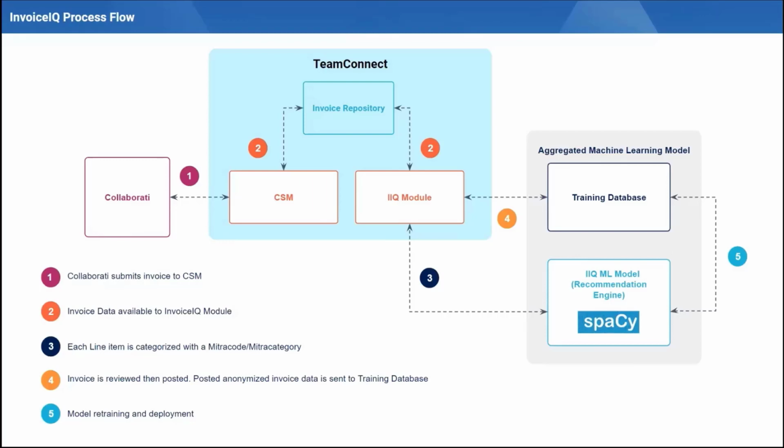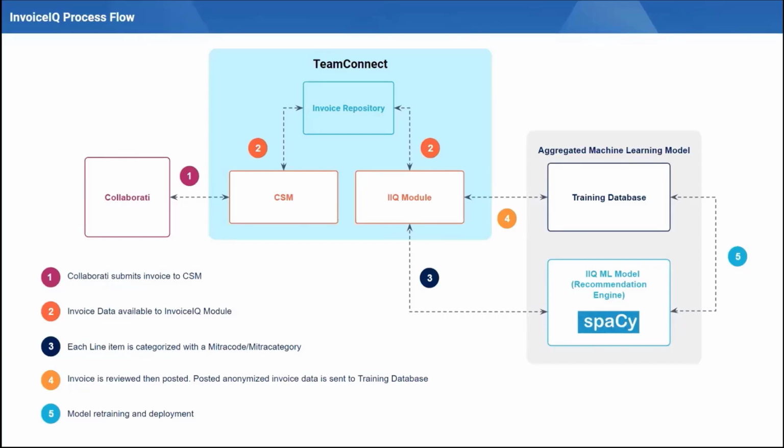It can be set up pretty quickly. It's not really dependent on your current Team Connect environment. It's basically just setting up the InvoiceIQ module, making a couple of connections, and you could be good to go pretty fast. We also have a training database, right? Because the concept of machine learning is the learning. It needs to learn over time.